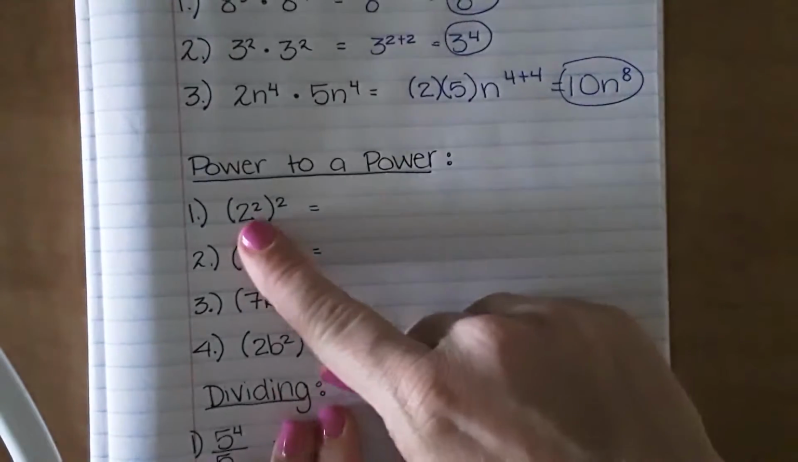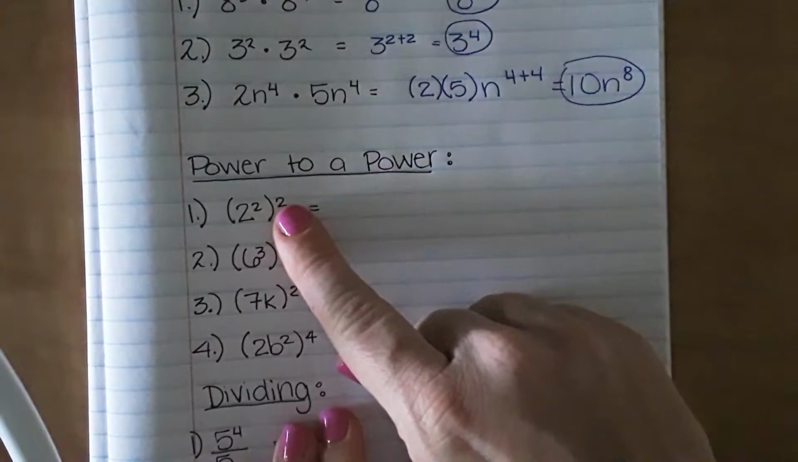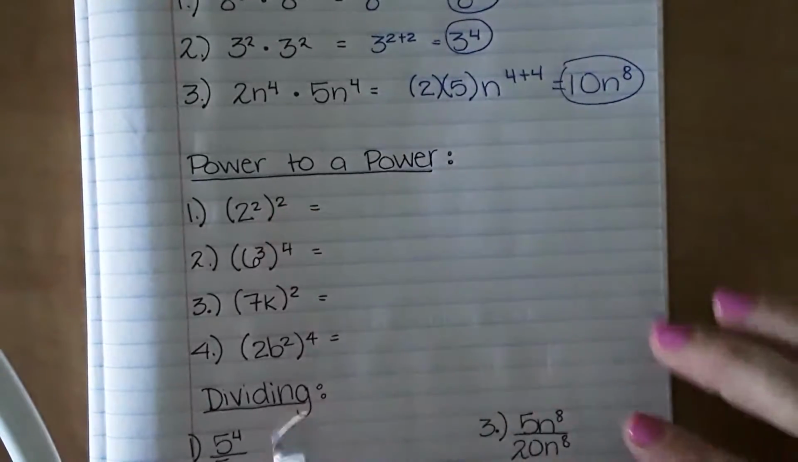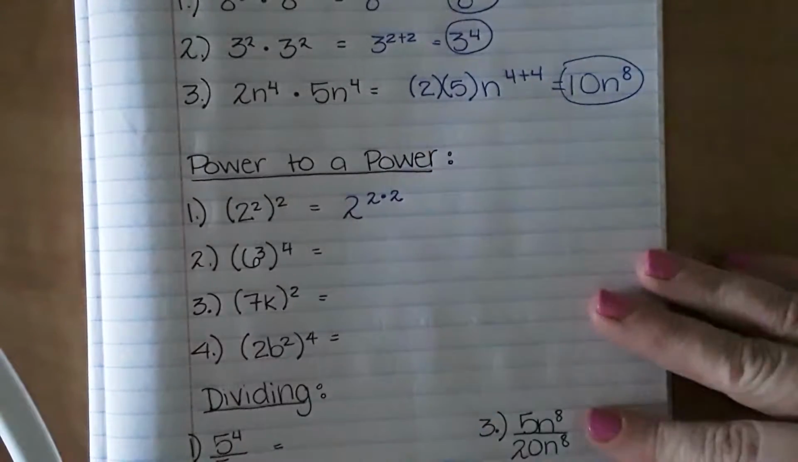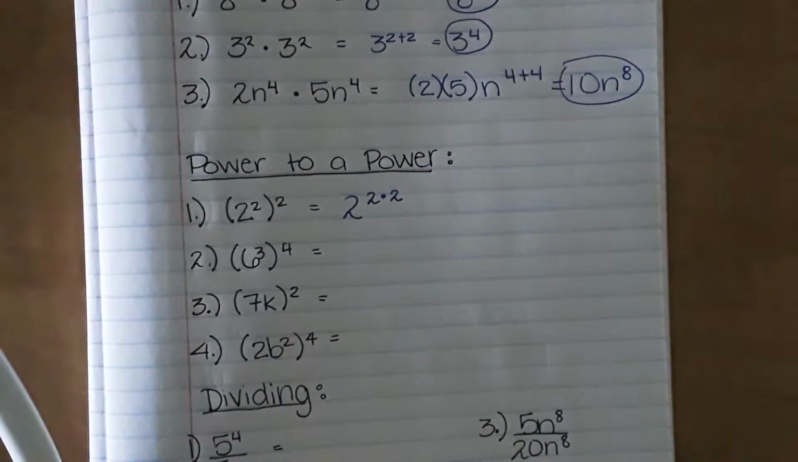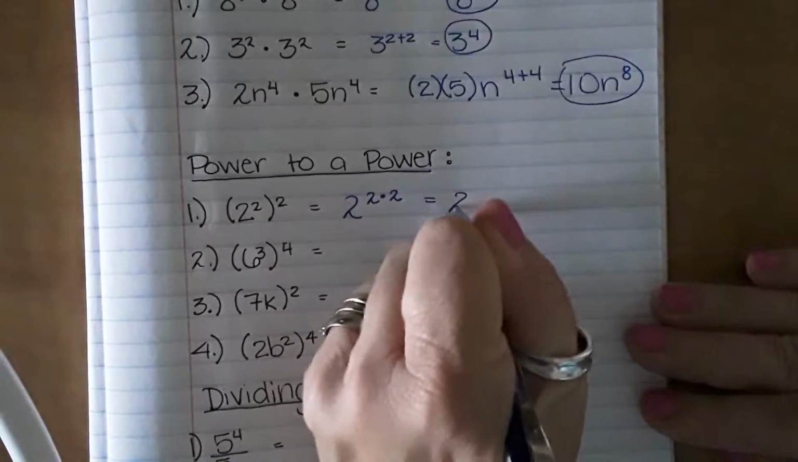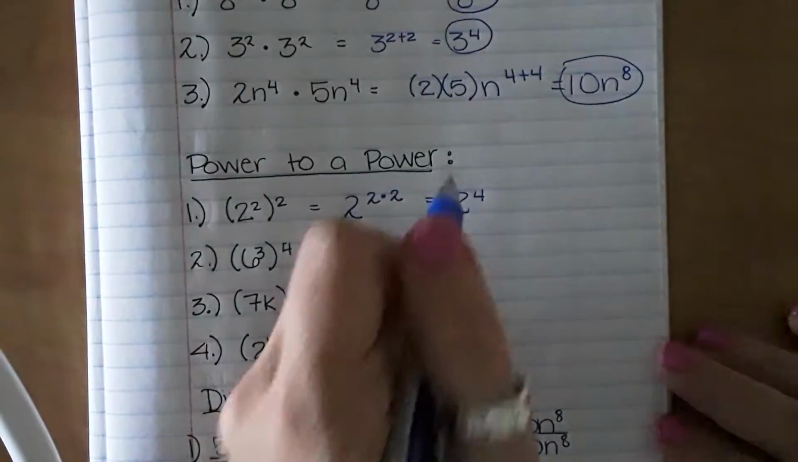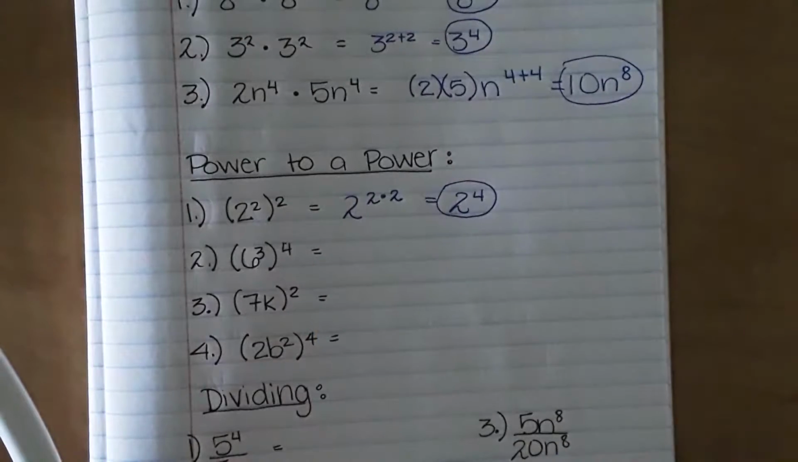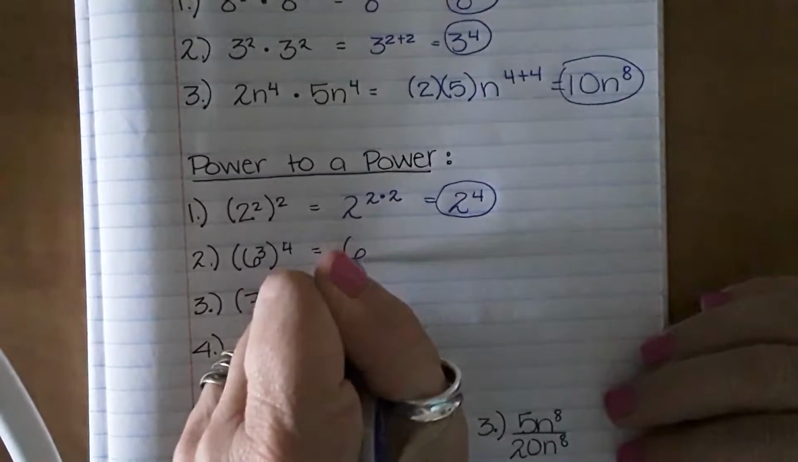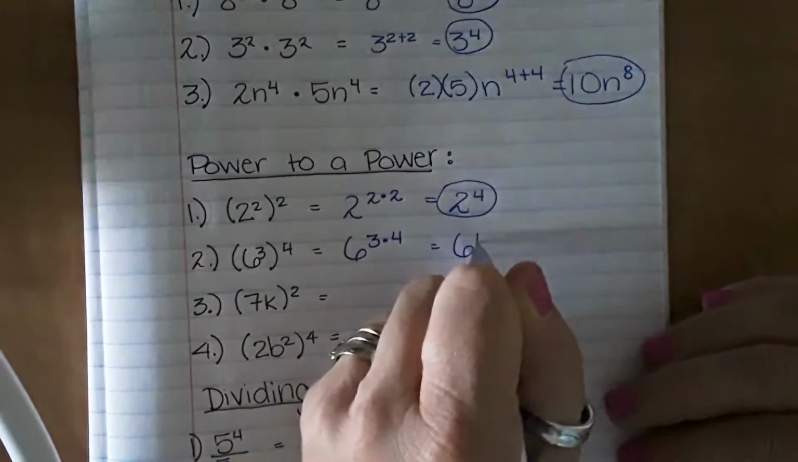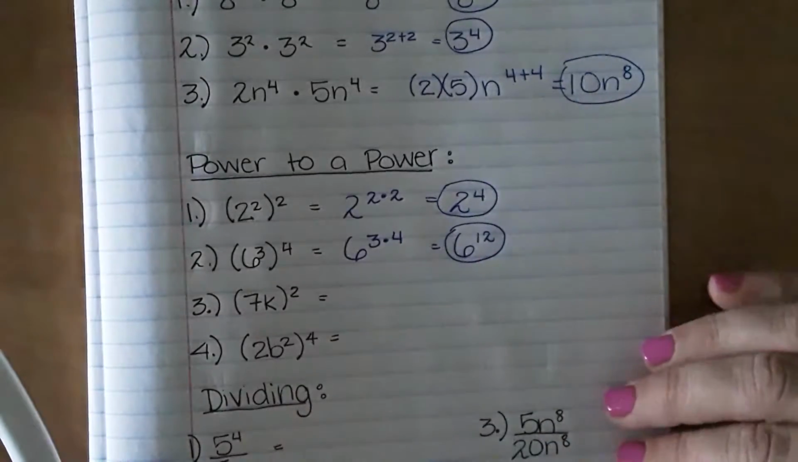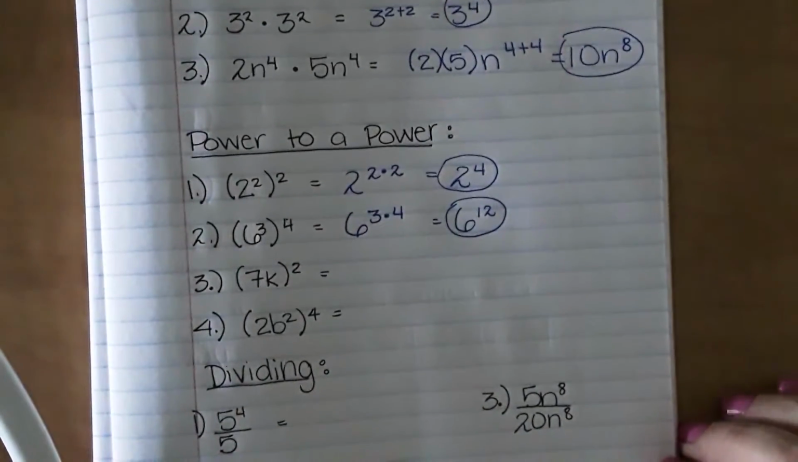So I have 2 squared, and then I have a 2 to the second power, or squared, on the outside. I'm going to write it as 2, and then 2 times 2. All right, we're multiplying again. We're multiplying those exponents. So 2 times 2 is 4, so my answer is 2 to the 4th power. The next one, 6 to the 3rd, and then on the outside, the 4th power. We're going to say 6, and then 3 times 4. 3 times 4 is 12, so it's 6 to the 12th power.